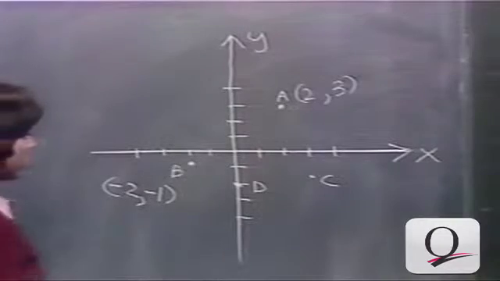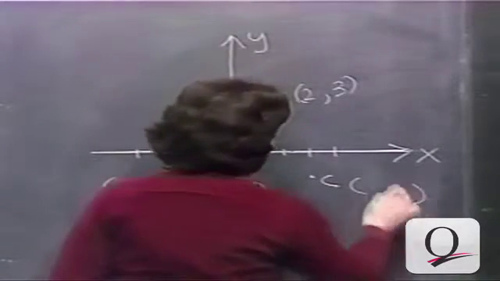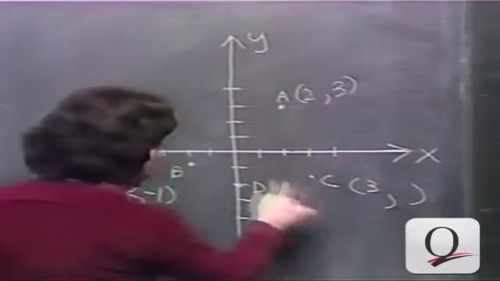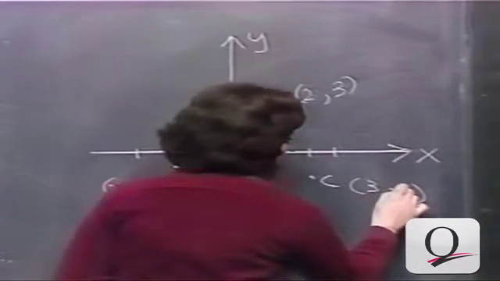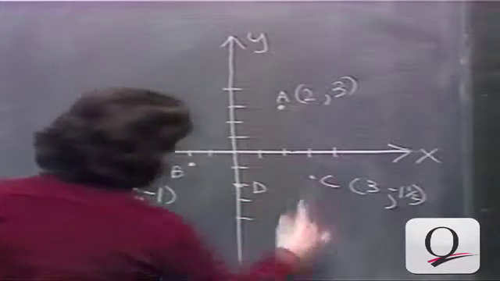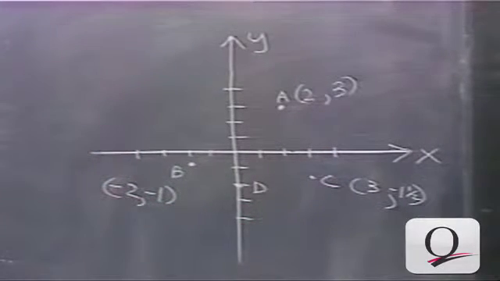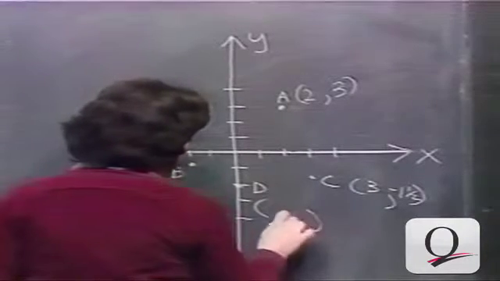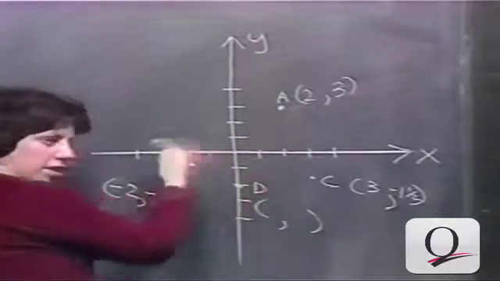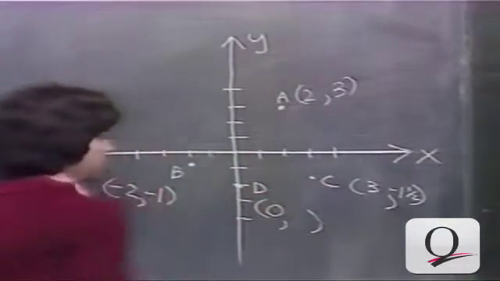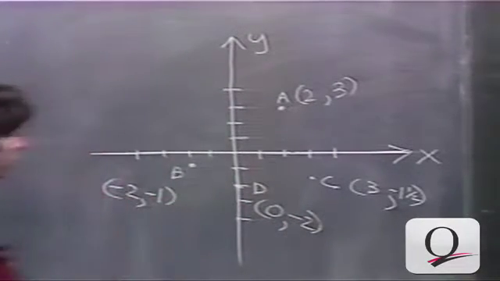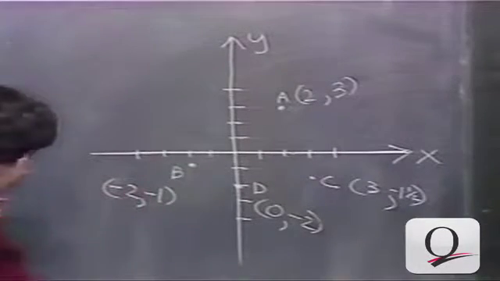Okay, for point C, he moves 1, 2, 3 units to the right, and down appears to be 1.5, -1.5. 3 over, 1.5 down to get to point C. And finally, point D, he starts at the origin. He does not move to the left. He does not move to the right. 0 for the x-coordinate. He then moves down 2 units. -2 for the y-coordinate. 0, -2.